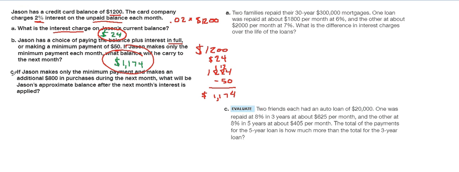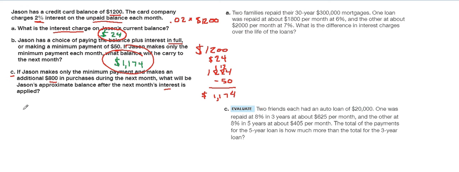Now letter C. If he makes that minimum payment, we're going to continue building on letter B. He makes an additional $800. Oh, Jason, don't do it. Makes another $800 in purchases. This is not good financial activity. The next month, what will his new balance be going into the following month after interest is applied? So basically, what is his balance after now 2 months?